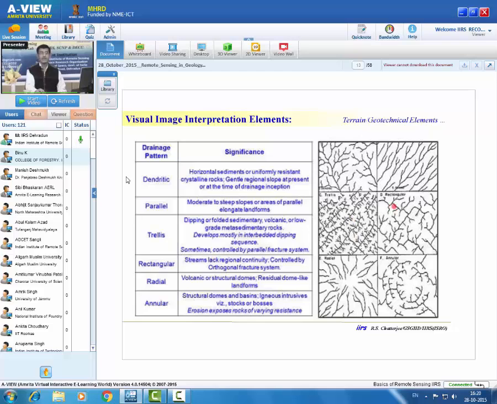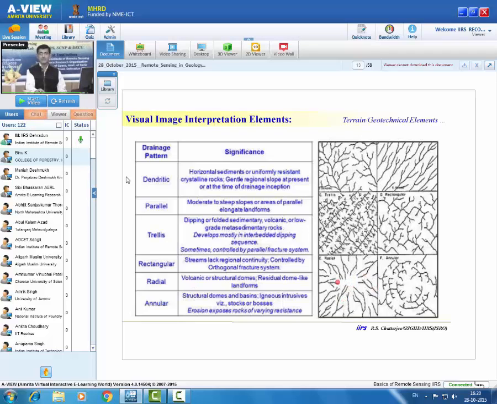And rectangular drainage is this. If you see the drainage, the stream develops a rectangle sort of shape or form. So here the streams lack regional continuity and are controlled by orthogonal fracture systems. So what kind of interpretation can you do? If you find a rectangular drainage pattern, you can say the fractures are orthogonal. An orthogonal fracture system is there.